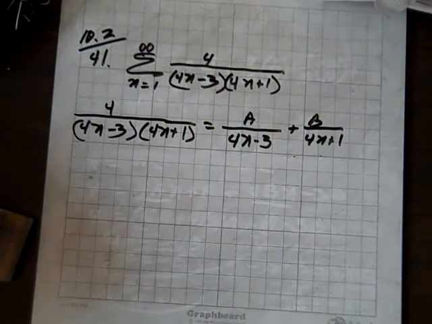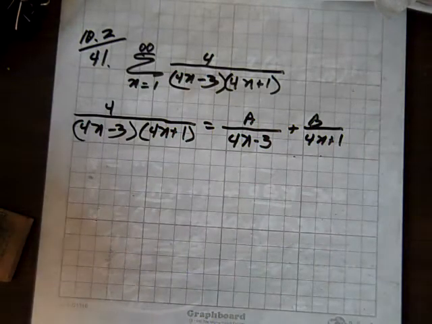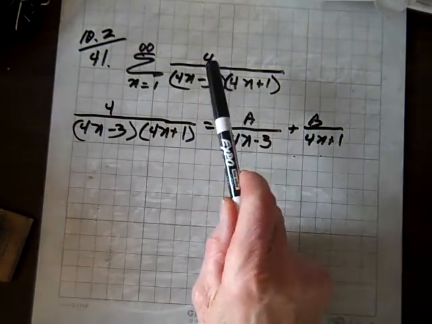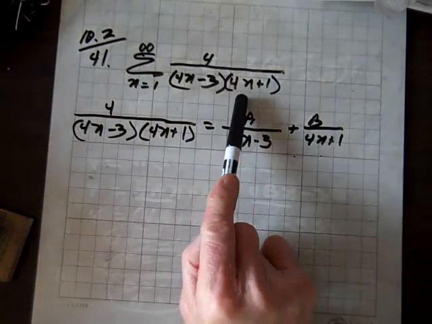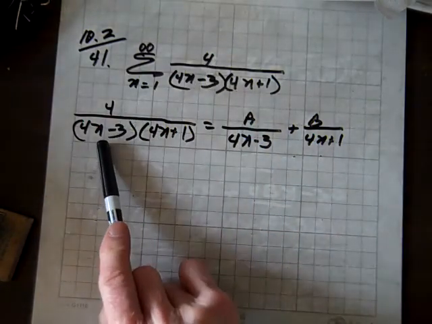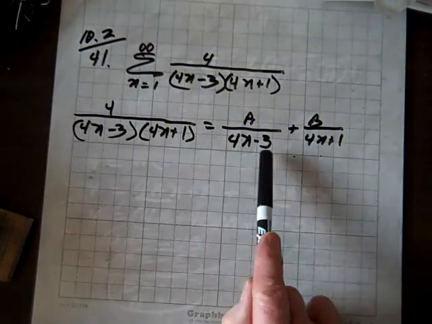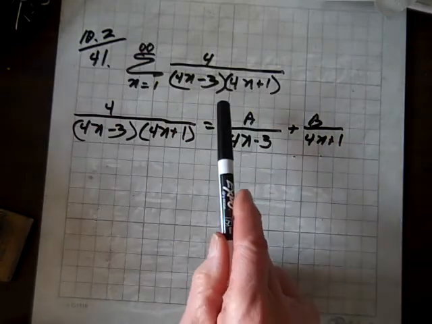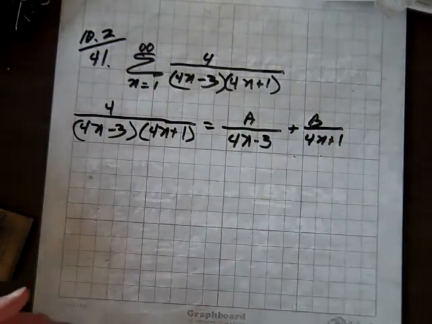Well, now we're still on section 10.2. We're doing question 41, and we have to find the sum of the series. So in its present form, we can't do much with that, but if we rewrite this as two fractions using partial fractions, then we'll be able to deal with it.